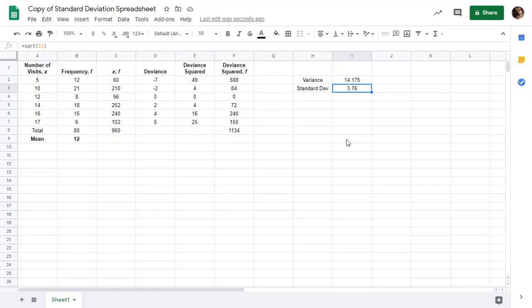Okay, so that was a lot, I know. We are going to practice with this some more. I encourage you to practice with these spreadsheets instead of trying to do all of these calculations by hand, and I'll see you in class.